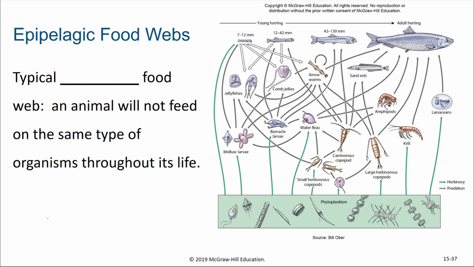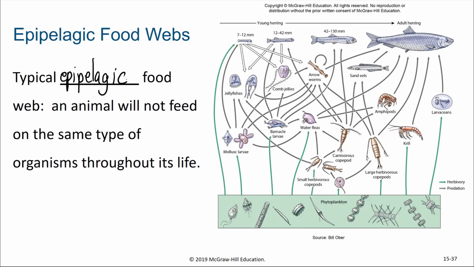In the epipelagic, typically an animal will not feed on the same type of organism throughout its life. Here we're specifically looking at the feeding patterns of a herring, and as a young herring we see it is prey to many and feeds on a few different types of organisms. As it grows larger, its diet changes, and it is consumed by fewer, yet other, members of the epipelagic, and as an adult herring, none of the other plankton consume it, except maybe for some jellyfish.